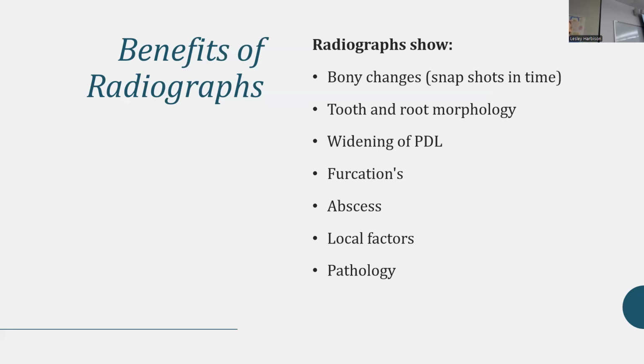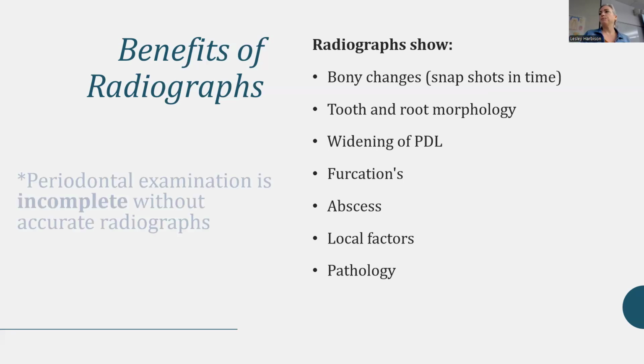Furcation involvement, you can see that as it gets larger. Abscesses. Local factors, you'll be tested on that term, and I feel like people get it wrong a lot because it doesn't stick, so I try to emphasize it. Local factors are biofilm, calculus, overhanging restorations, and space in between your teeth where food gets caught. Those are local factors. And then pathology, just the disease process.